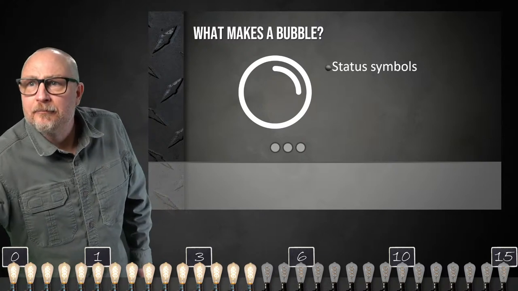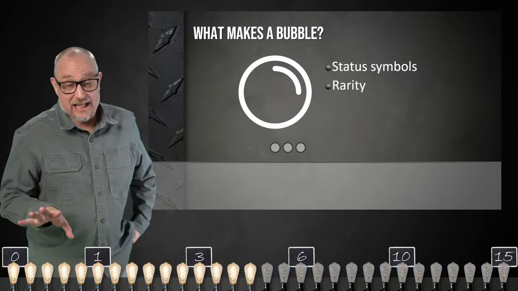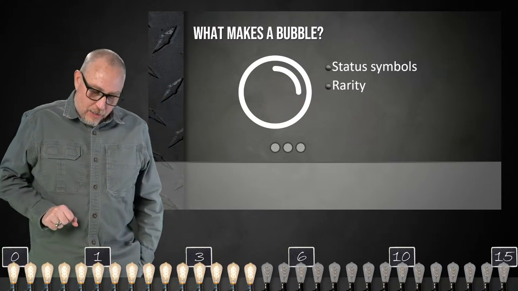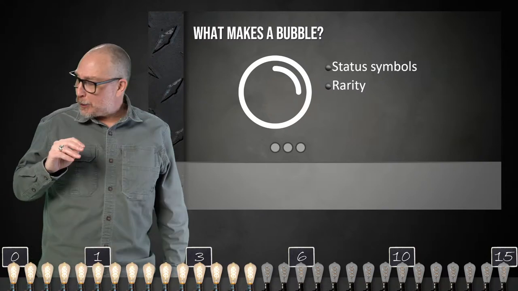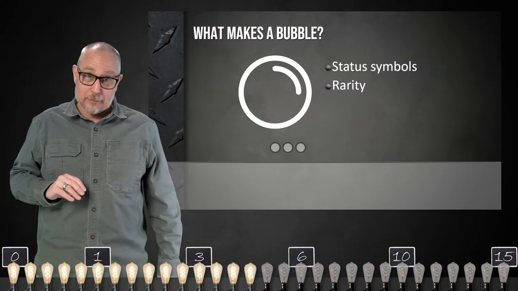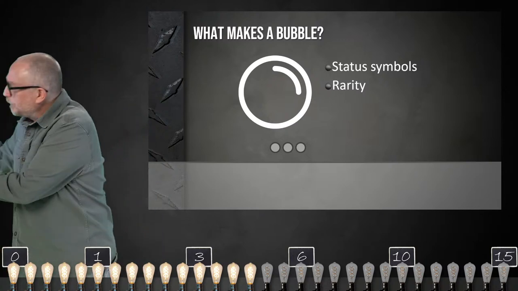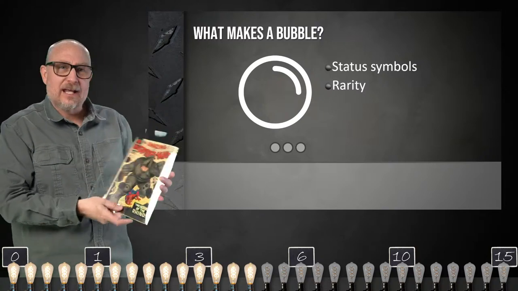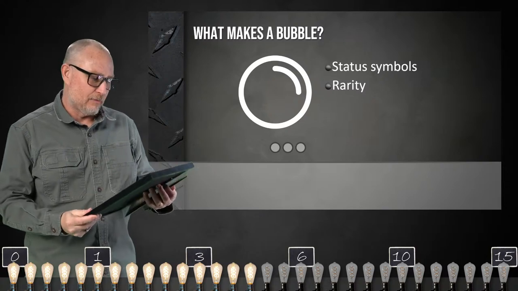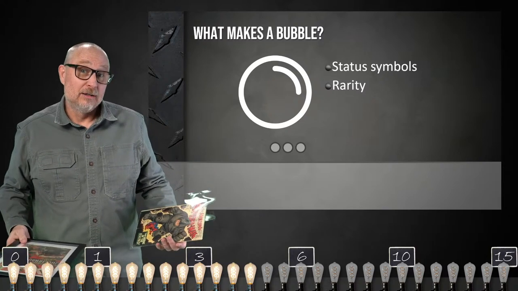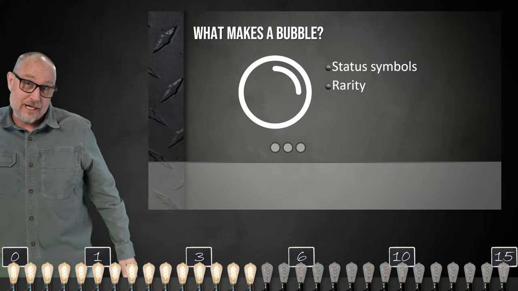The next thing is rarity. Okay? So when something is rare, it of course increases in value. Well, now let's talk about these comics for a moment. I'll just pull out this one. The Spider-Man number 41, or like I say, X-Men number 12. They're rare. Now, they're not super duper rare, but they're fairly rare.